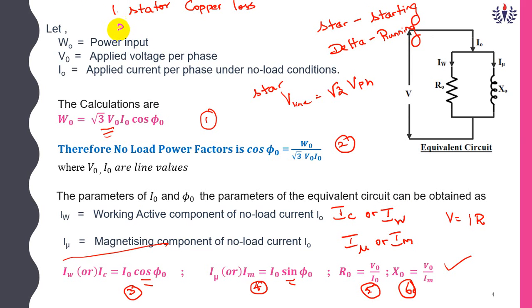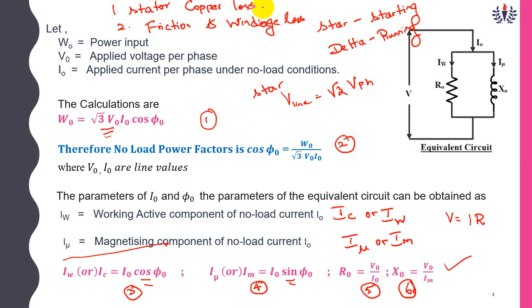The second one will be friction loss, because when the machine is in running condition, definitely there will be losses produced in the mechanical sector. That is nothing but friction and windage losses. These are the two losses.